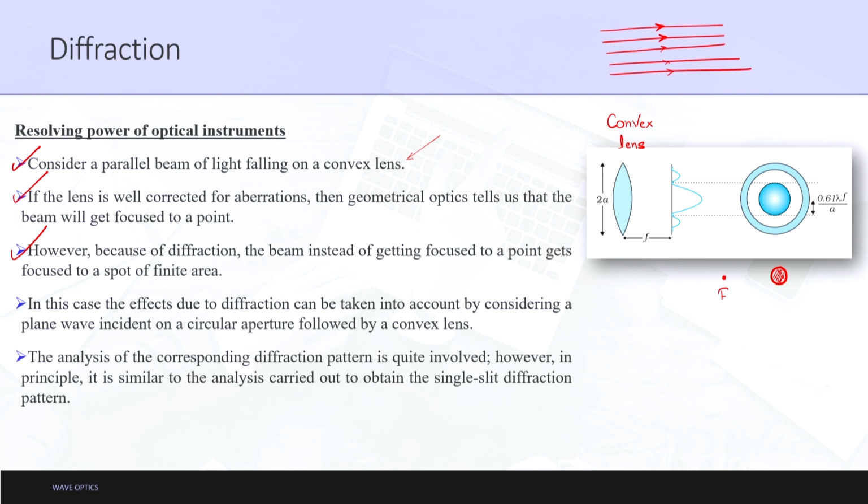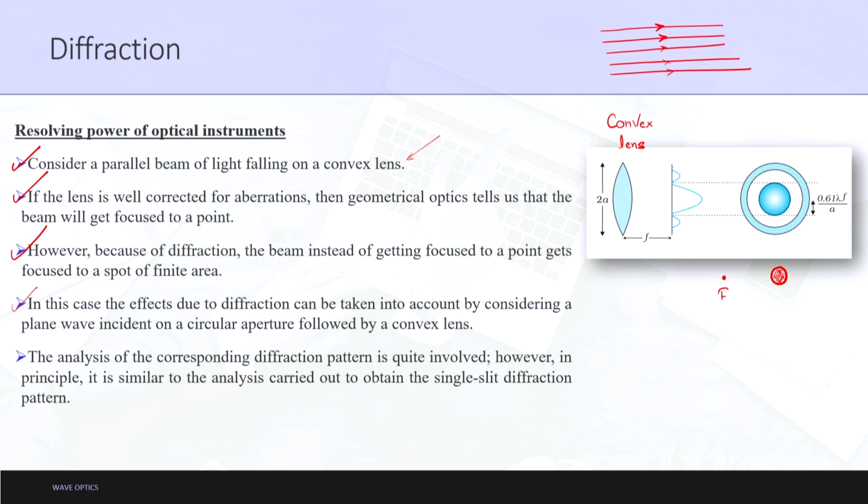In this case, the effects due to diffraction can be taken into account by considering a plane wave incident on a circular aperture followed by a convex lens. So, if we need to theorize why it is not converging on a single point, why it is converging on a specific area having a finite area, we can understand that concept if we consider these parallel lines of waves as plane waves.